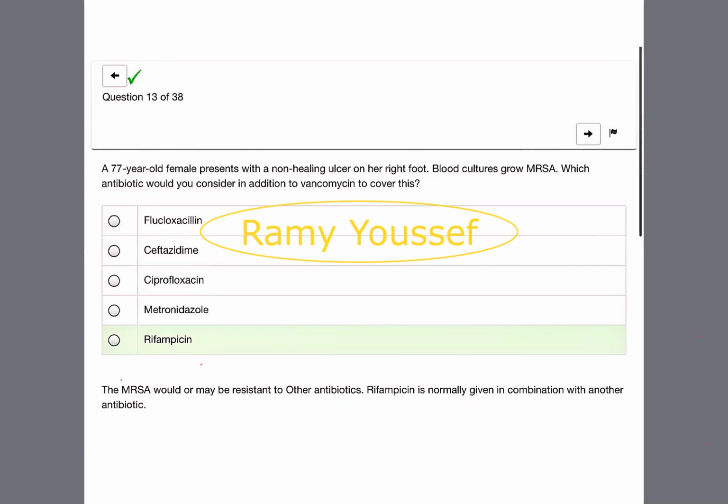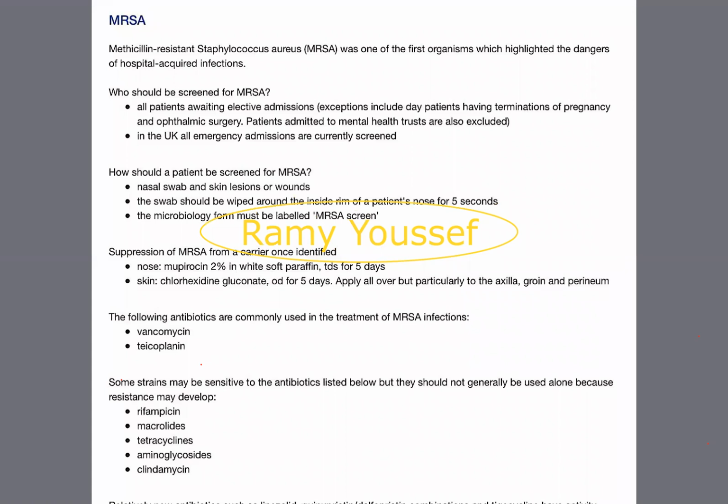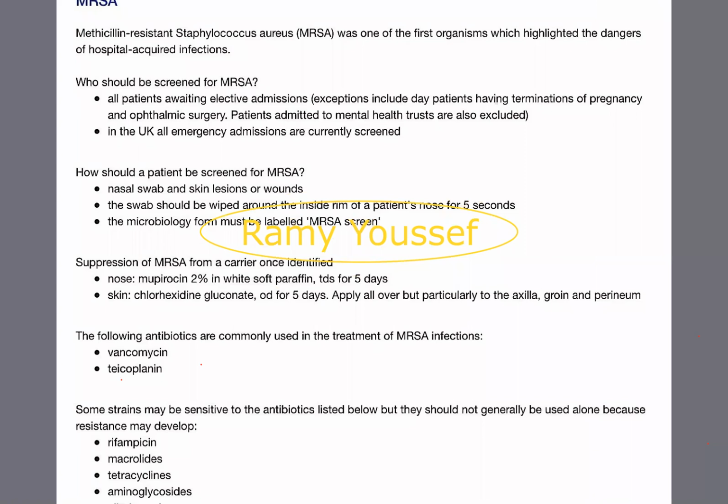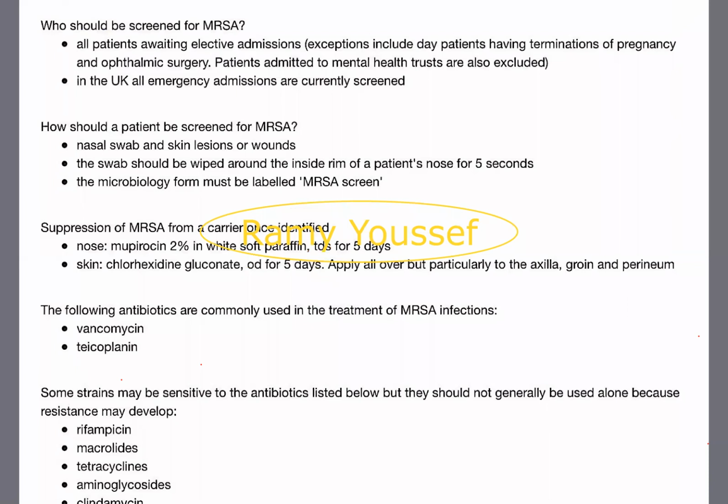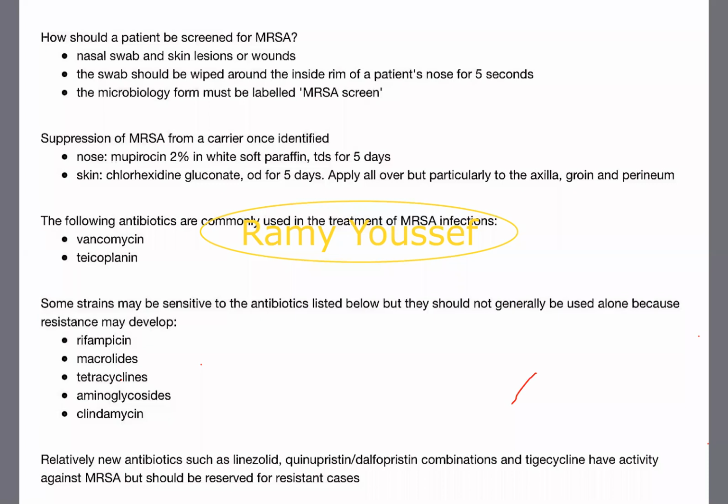Here are some important points about MRSA. The best drugs we have to use are vancomycin and teicoplanin. If the patient is hospitalized, IV vancomycin will be the best. If the patient is hospitalized and has MRSA, the best will be IV teicoplanin. Other drugs will be rifampicin, macrolide, tetracycline, aminoglycosides, and clindamycin. Other drugs may be used with vancomycin and teicoplanin.